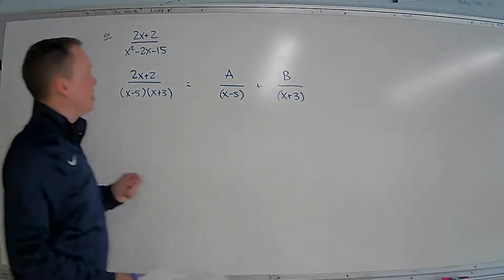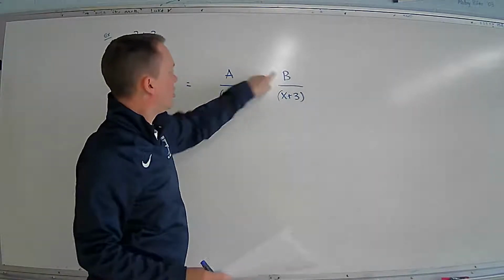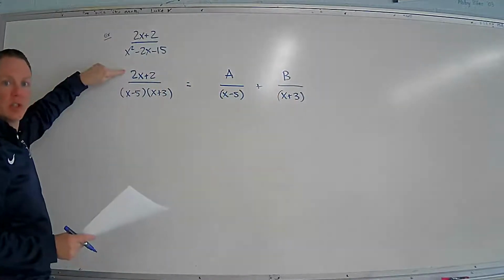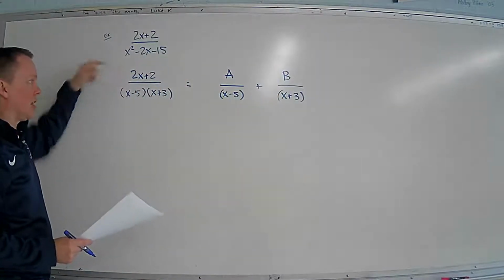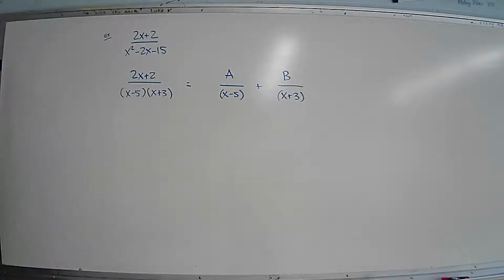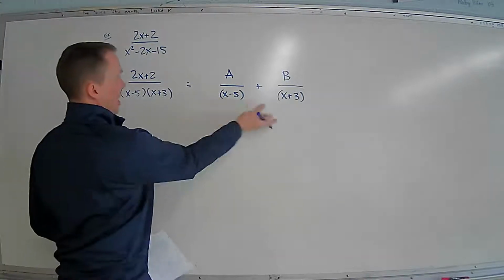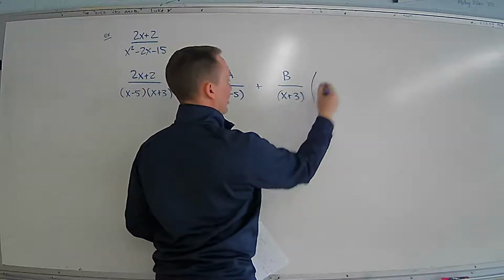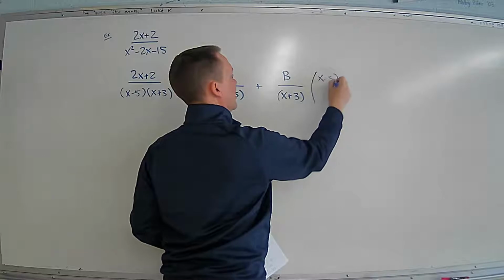Now what I'm going to do is figure out what these two somethings had to be so that the result was 2x plus 2 when I added the fractions together. Just like before, I'm adding fractions together. I need a common denominator. So this one here needs x minus 5. Oopsies.